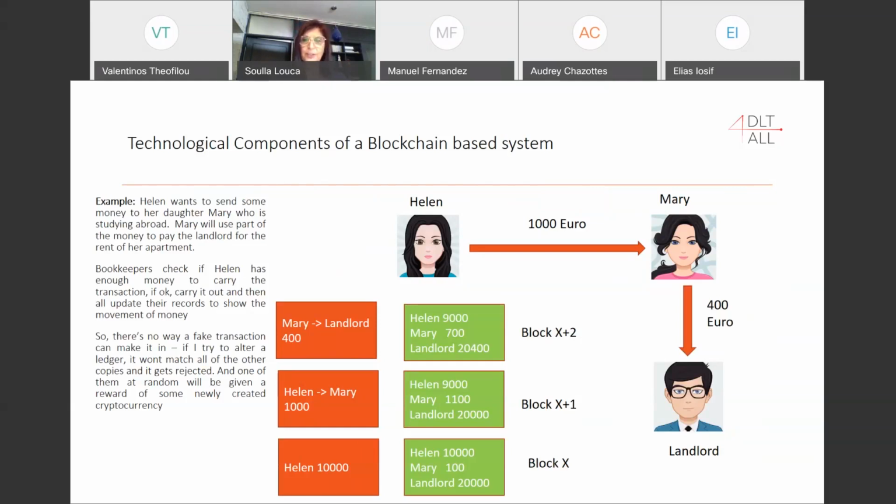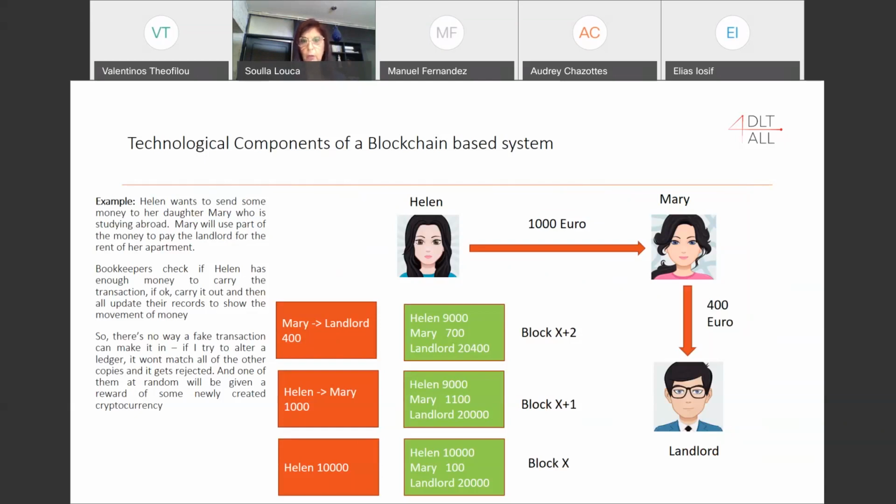Now, the first thing that happens is that, as we see here in the bottom block, where it says that Helen has €10,000, the bookkeepers will check if Helen has enough money to send to her daughter. We see that Helen has actually 10,000. She only wants to send 1,000. So this is okay. She can do it. So they approve this transaction.